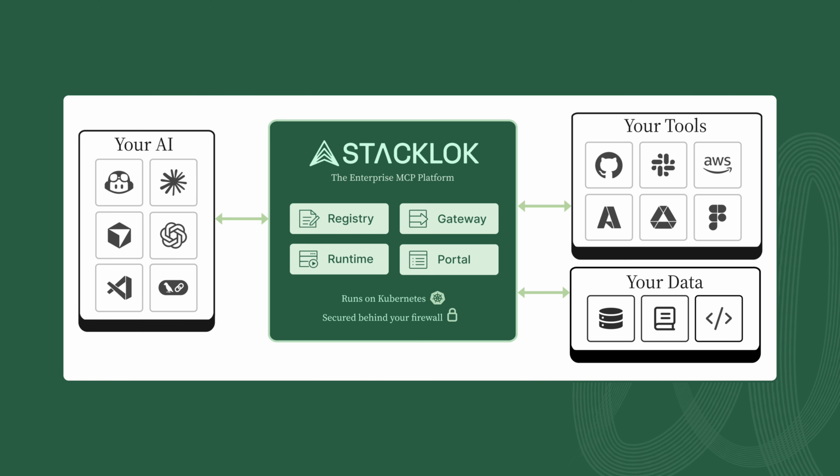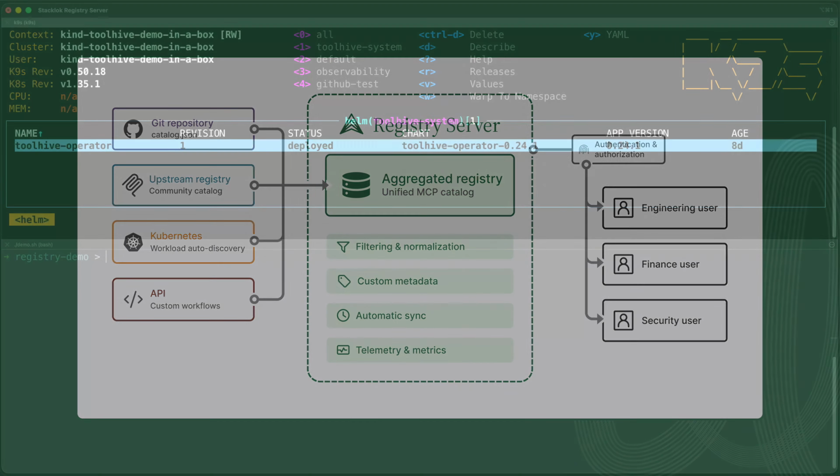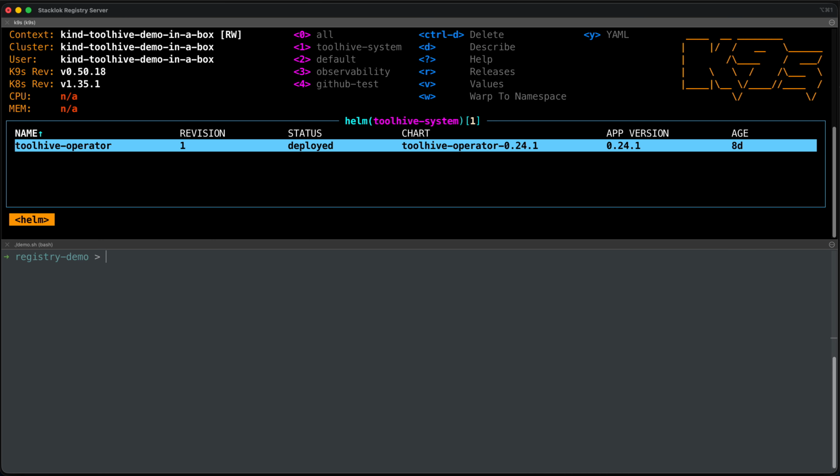Stacklok Enterprise solves the MCP governance and discovery problems with the registry server, which is also part of our open source ToolHive platform. It lets platform teams build a curated catalog with claims-based authorization, so each user sees only the tools their role allows. The registry server runs in Kubernetes.